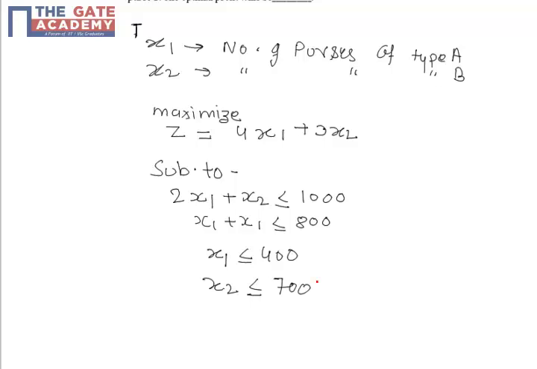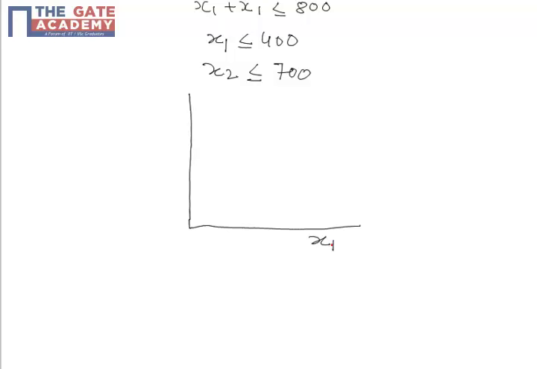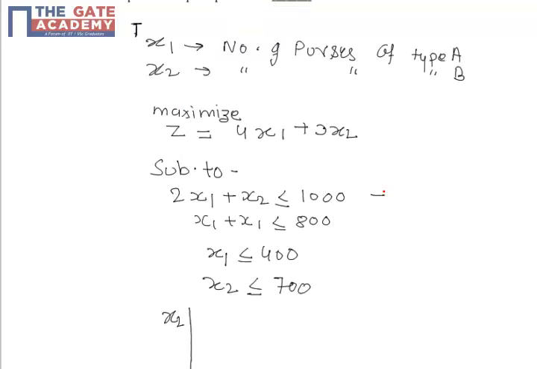So we have to find out the values of x1 and x2 with the help of these constraints, so that the profit is maximum. Now we are going to solve this problem by the graphical method, where this is the axis x1 and this is x2. If we draw the first line, which is 2x1 plus x2 less than or equal to 1000, we change it into 2x1 plus x2 is equal to 1000.